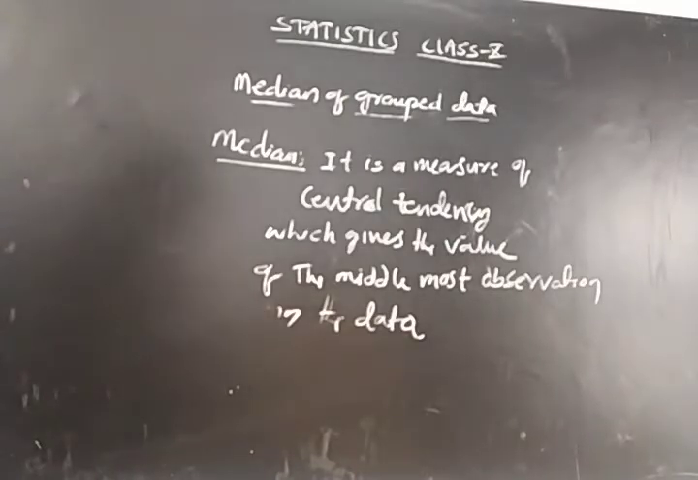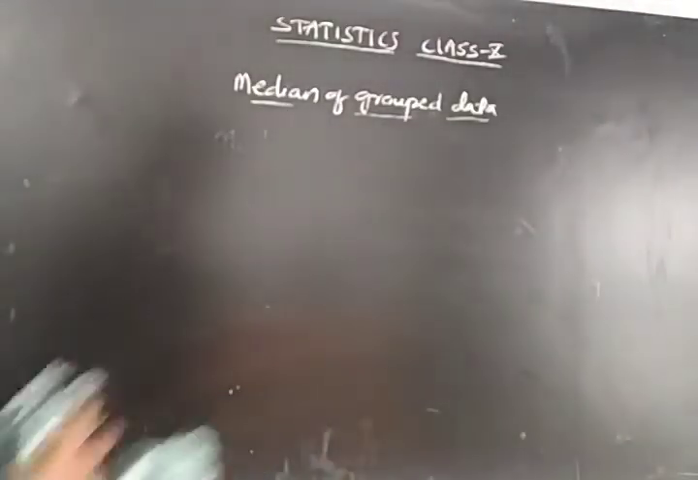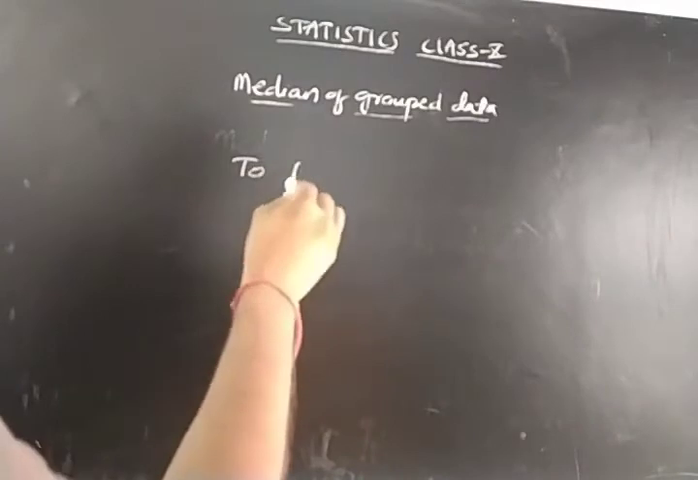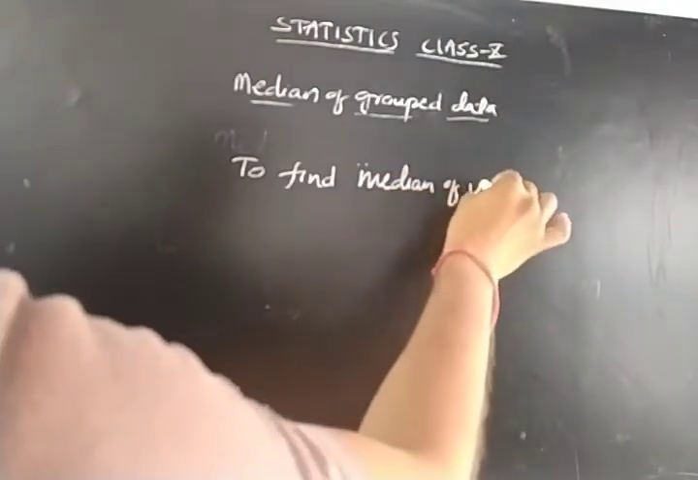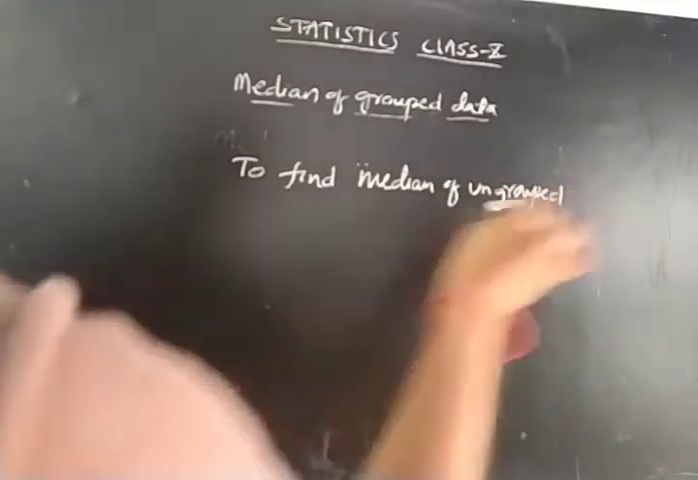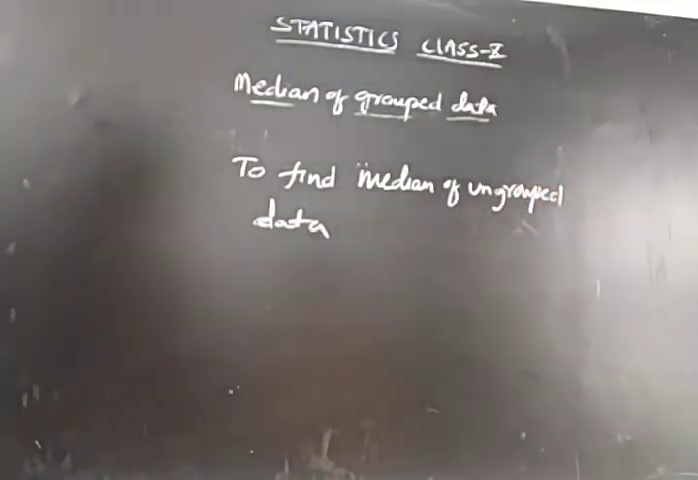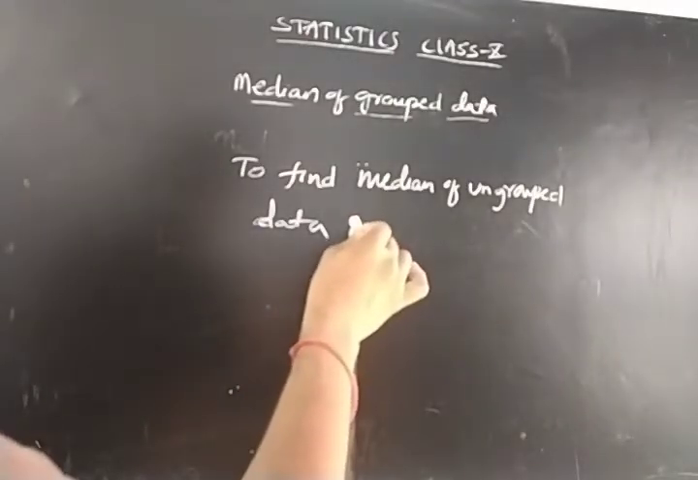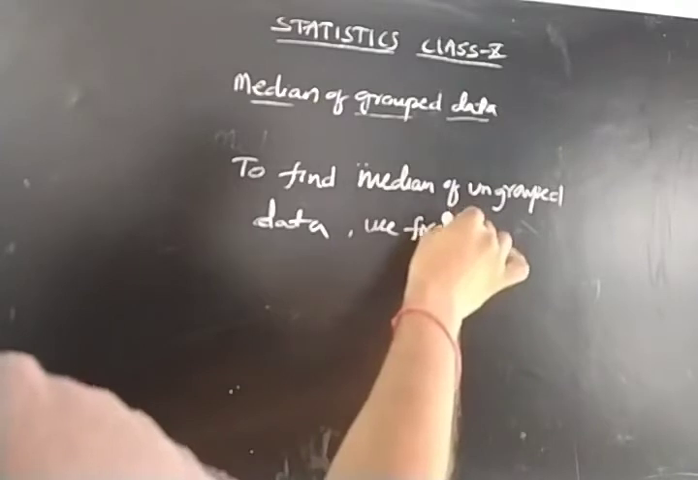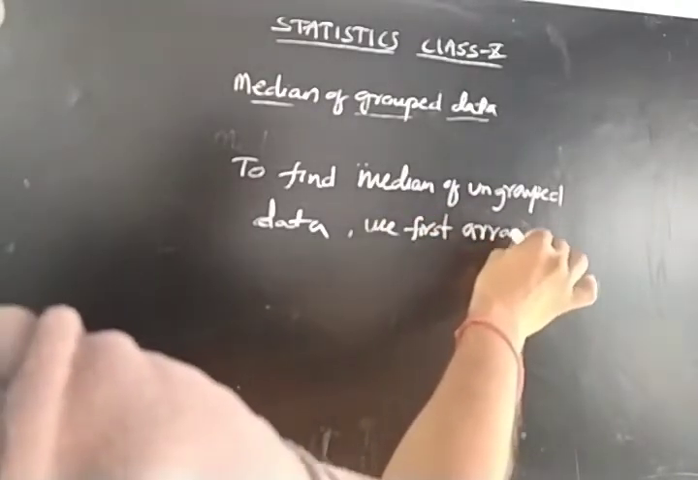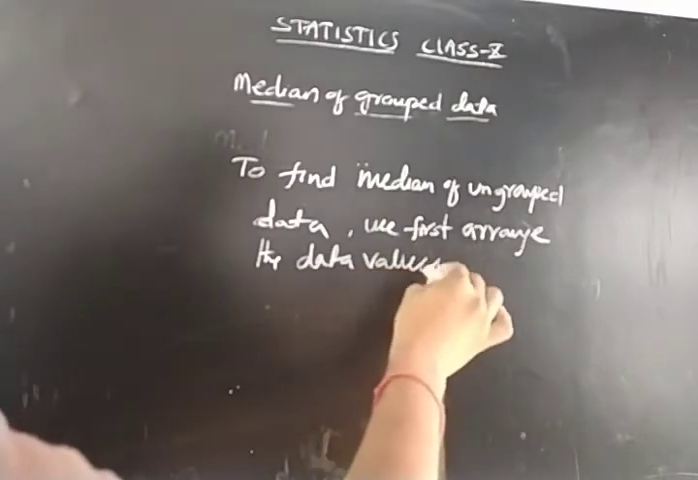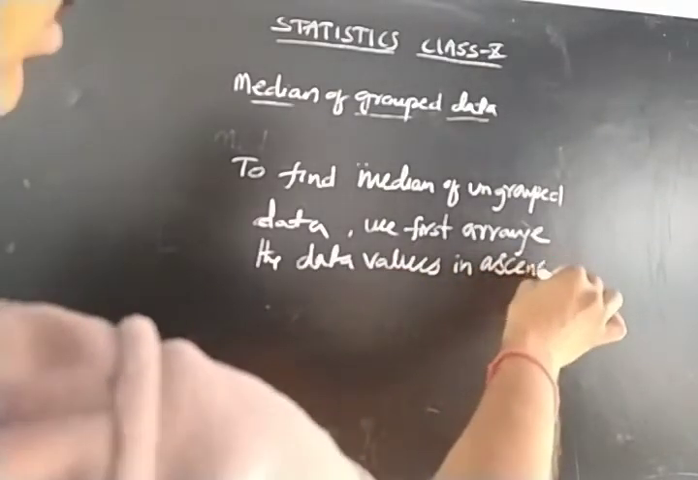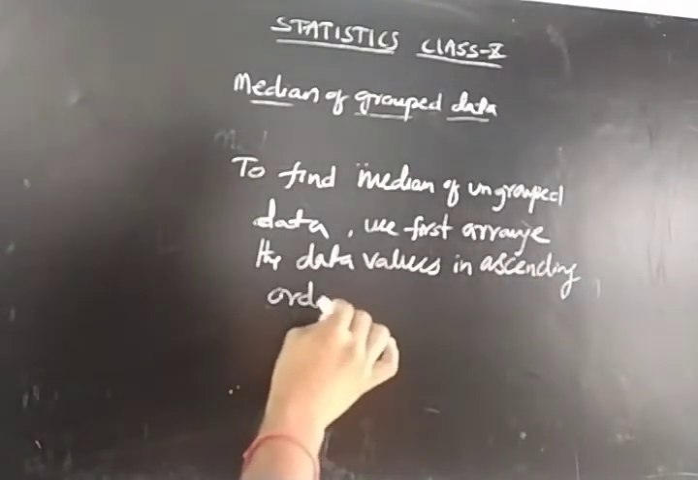Let us recall how to find the median of the ungrouped data. To find the median of ungrouped data, we first arrange the data values in ascending order, or descending order. Okay, in ascending order.